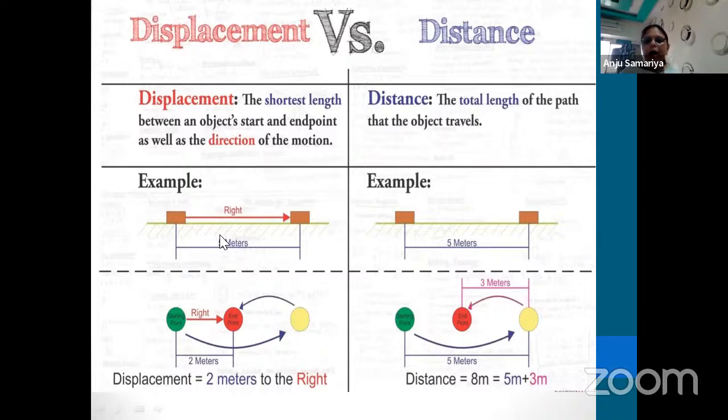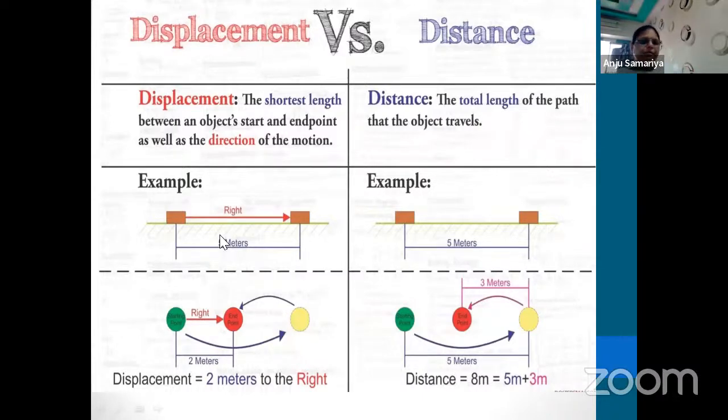So the total length of the path which a body travels is called the distance. Whereas the shortest path between the start point and the end point is known as displacement, and displacement requires the direction as well. Okay, so if someone is moving 5 meters forward and 3 meters backward, so the net distance is now 2 meters. So that is the displacement of 2 meters from the start point.